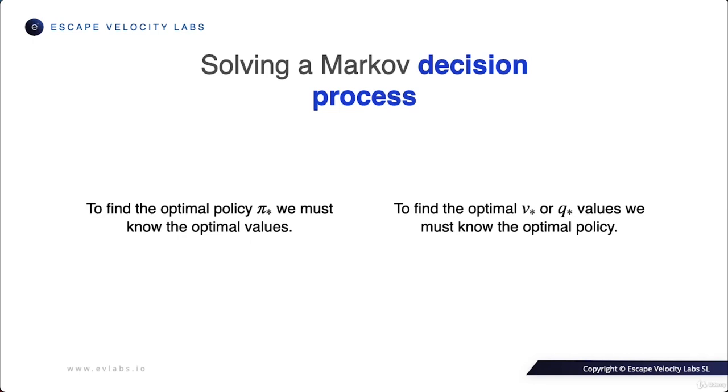But we seem to have a problem. To find the optimal policy, we have to know the optimal values. And to find the optimal values, we have to know the optimal policy. It seems like we have arrived at the chicken and egg dilemma. How can we find these two elements if one depends on the other?